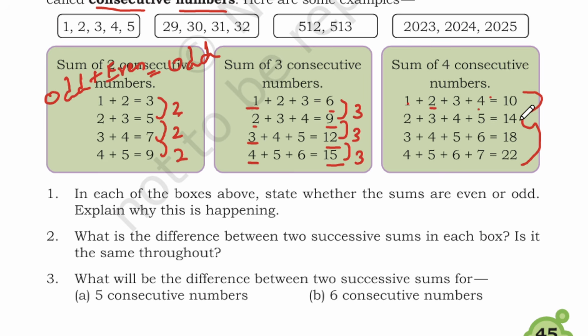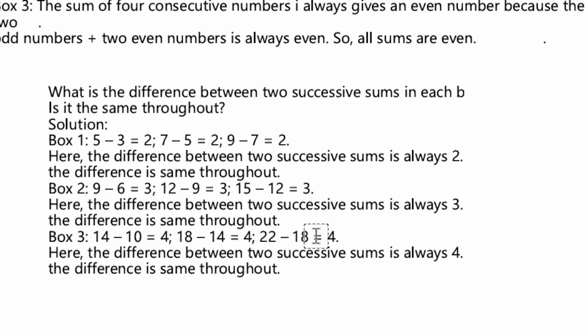And here 14 minus 10 is 4. 18 minus 14 is 4. 22 minus 18 is 4. Okay, so the answer, how we can frame it, I'll write and show you. Okay, so this is the answer. First one, the difference between two successive sums is always 2. And the next one, the difference between two successive sums is always 3.